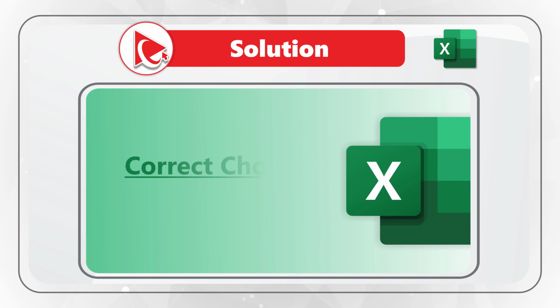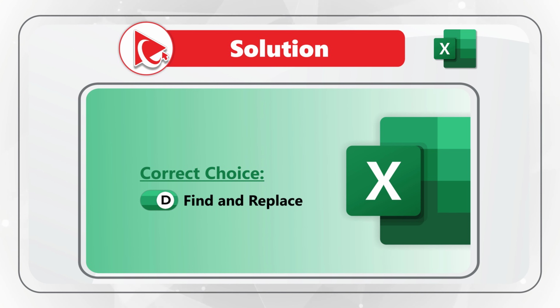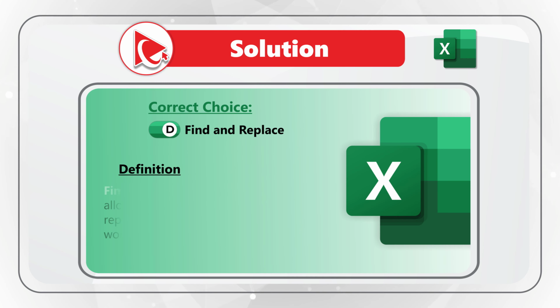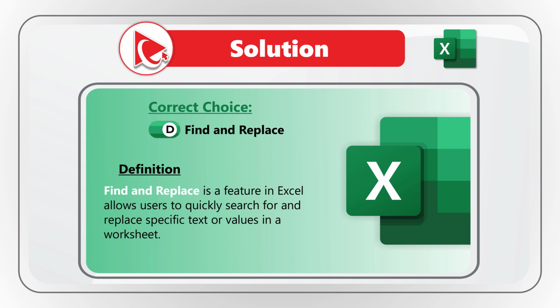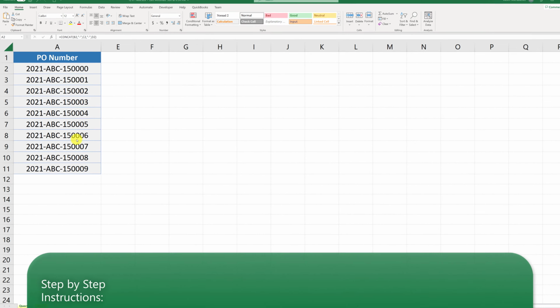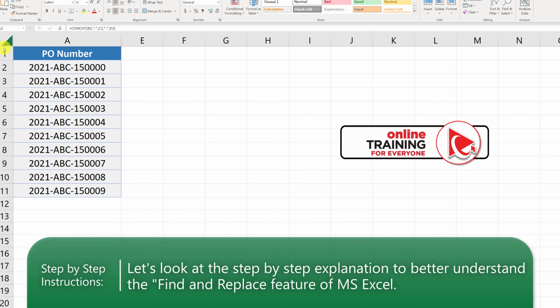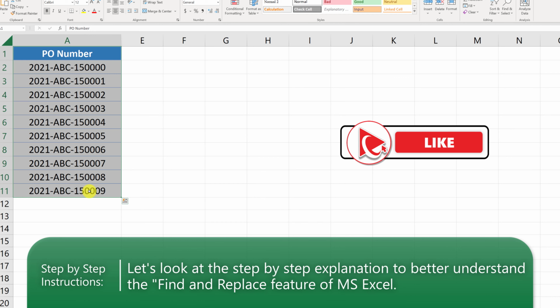I believe the correct answer here is choice D, find and replace, because the find and replace feature in Microsoft Excel allows users to quickly search for and replace specific text or values in the worksheet. Let's jump to Microsoft Excel so I can show you an example. Here in Excel, I try to emulate the scenario from the question. In column A, you see purchase order numbers.